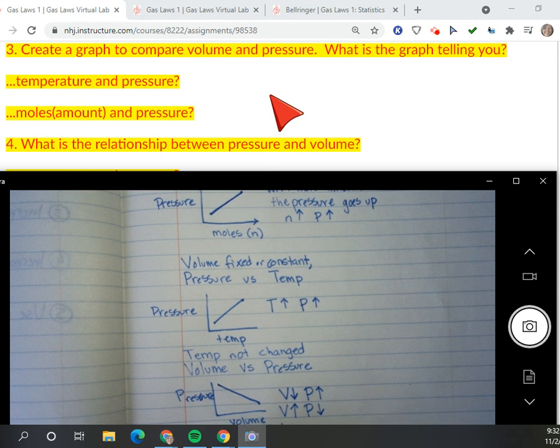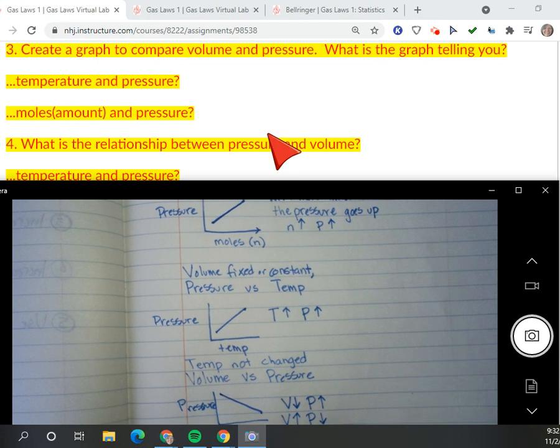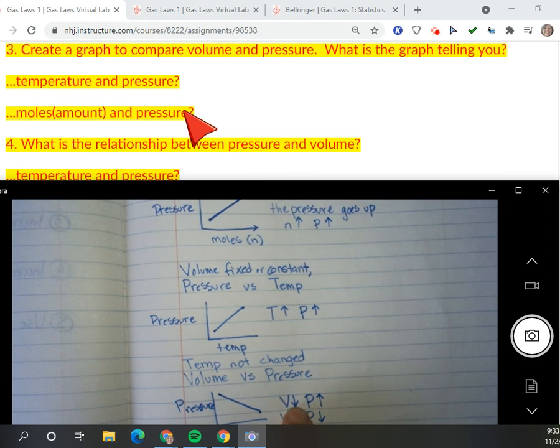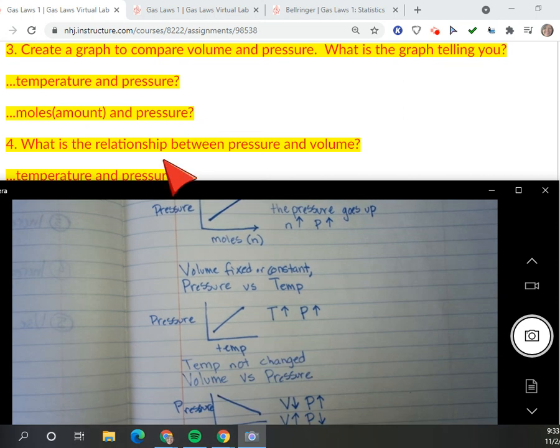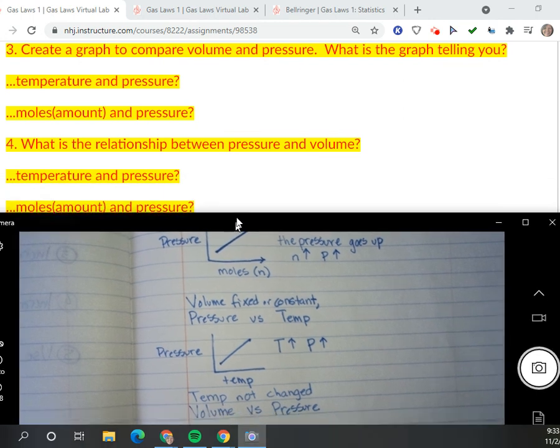Maybe a couple more seconds on that to answer, and then we'll look at number 4 together. So you have plenty of time to answer. And number 4 is actually an extension of number 3, because if the graph is telling you as volume goes down, pressure goes up, as temperature goes up, pressure goes up, then that is the relationship between pressure and volume, between temperature and pressure, and between moles.